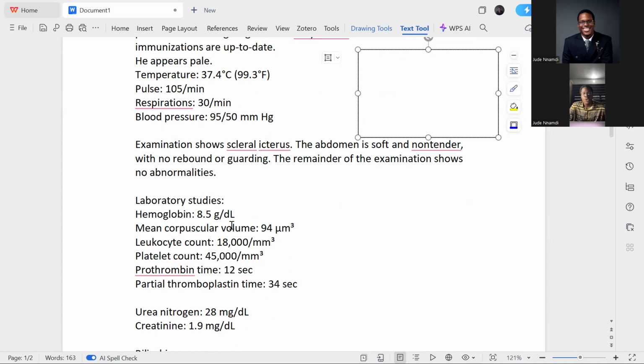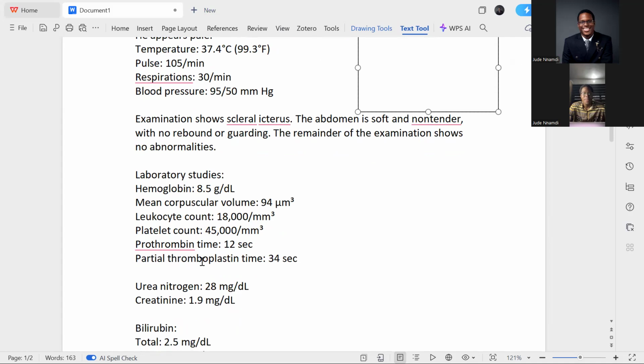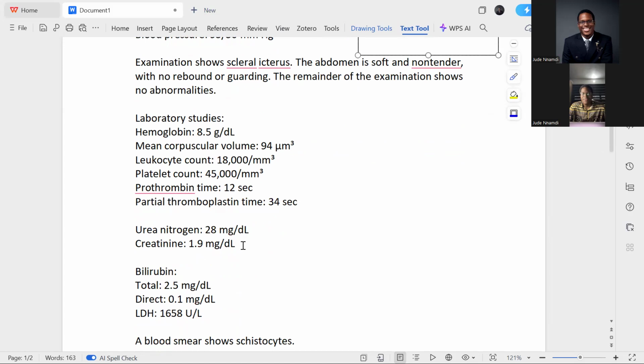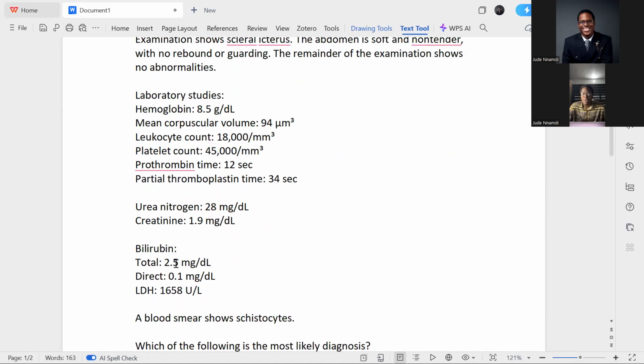They can also see from the lab studies that the hemoglobin is low, which is expected in anemia. The mean corpuscular volume is normal. Of course, we know hemolytic anemia is a normocytic type of anemia. We have the leukocyte level, which is high, which indicates an ongoing infection. The platelet level is low. The prothrombin time is normal. The partial thromboplastin time is also normal because issues affecting the platelets don't raise these levels. These levels are raised by issues affecting the clotting factors in the body. And then lastly, we have the urea nitrogen and the creatinine high, which indicates an acute kidney injury.